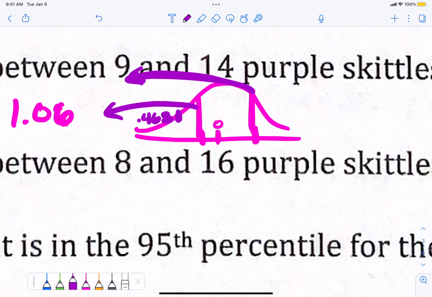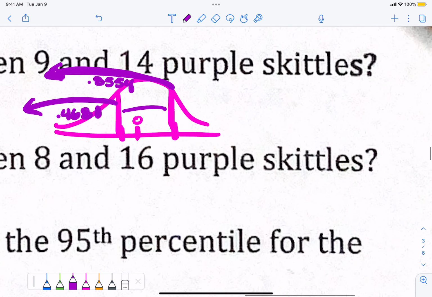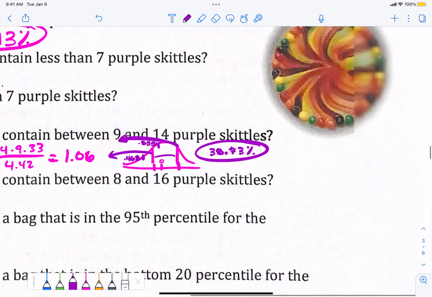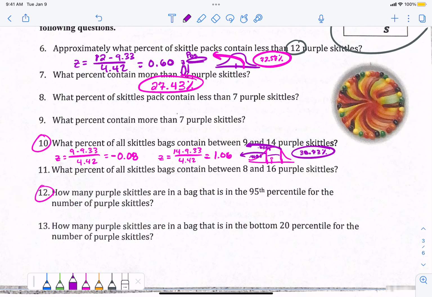1.06 on the positive side is 0.8554. Okay. Then subtract those to figure out what percent is in between them. 38.73%. So 38.73% of all packages of Skittles will have between 9 and 14-ish purple Skittles, right? That's how that works, okay? All right, you can do number 11 because it's the same.